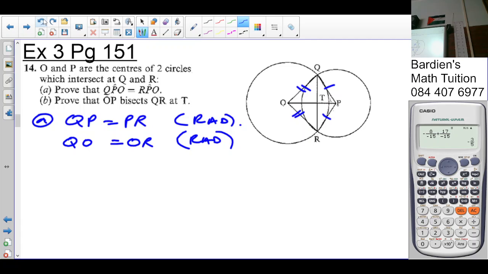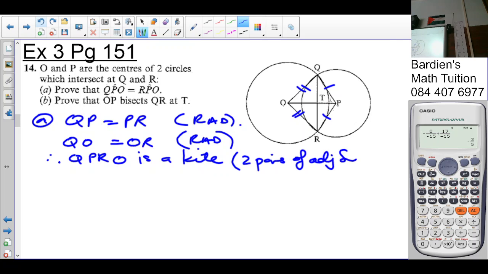So we say, once we got this, therefore, QPRO is a kite. Why is this a kite? Because 2 pairs of adjacent sides are equal. Now here, we don't say "in kite." Why? Because we're proving it is a kite. You understand the difference? So you say QPRO is a kite. Why? 2 pairs of adjacent sides are equal.